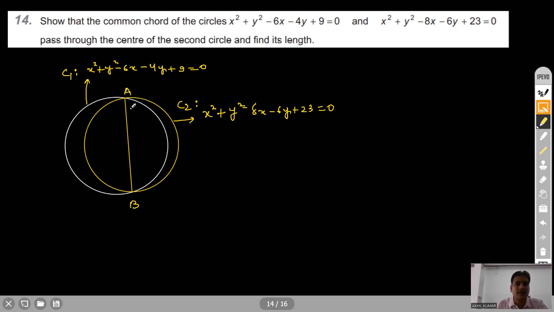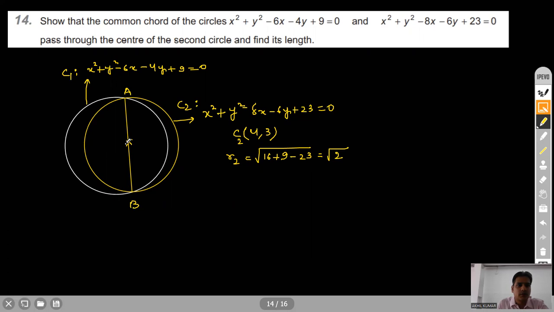Now it is saying that this AB will pass through the center of the second circle, and find its length. So if you see, what will be the center of this circle? The center of this circle will be 4, 3, right? 4, 3. And what will be the radius of this circle? It will be 16 plus 9 minus 23. That is, 16 plus 9 is 25, okay, 25 minus 23 is 2. So R2 is coming to be root 2.